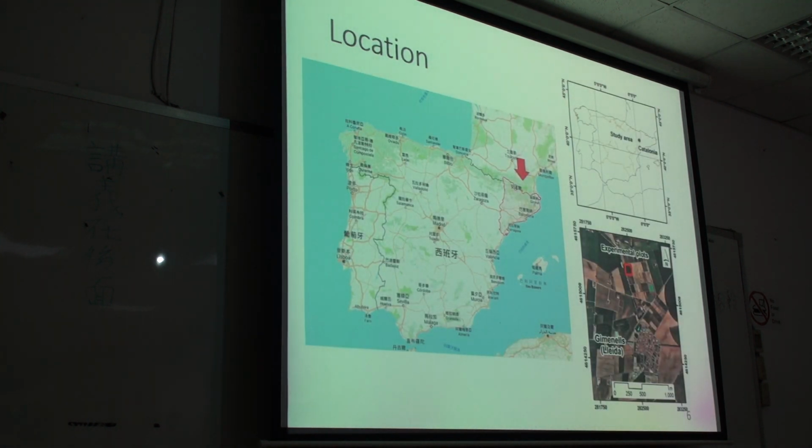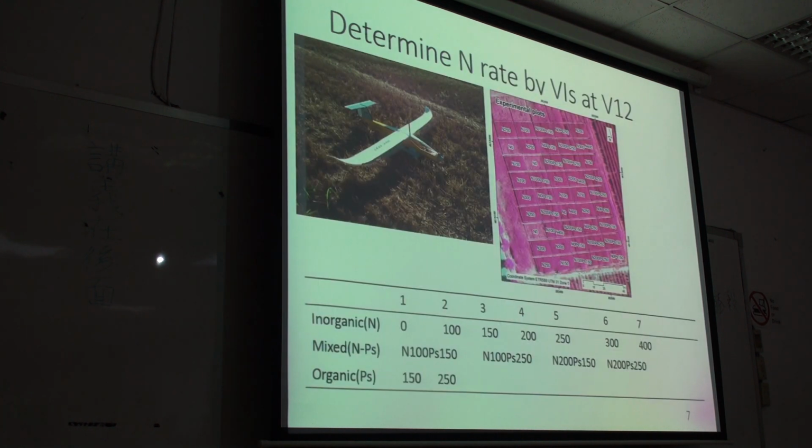The field of this experiment is located in the northeast part of Spain, called Catalonia. And in the field, they grouped the different nitrogen fertilizers into three groups. One is completely inorganic nitrogen fertilizer from 0 to 400 kilograms per hectare. The other is organic pig slurry. And the rest is a mix of the two. In total, they contain 12 nitrogen applications.